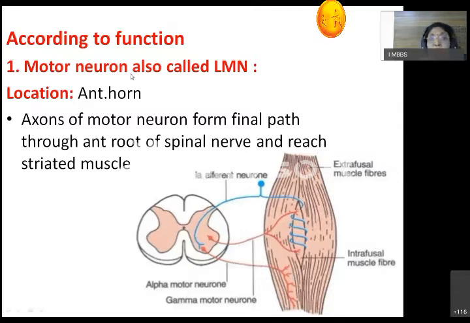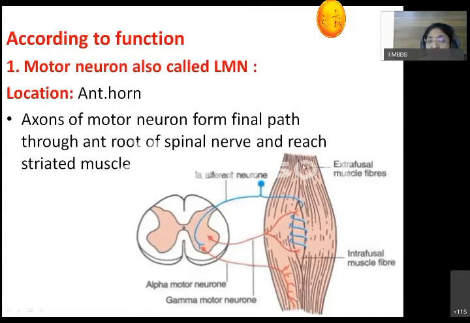Now where is this motor neuron present? These motor neurons are present in the anterior horn. Axons of this motor neuron form a final path through the anterior root of spinal nerve and reach the striated muscle. This we have already discussed at the time of formation of spinal nerve. Now, you must be knowing the structure of skeletal muscle. This we have studied in general anatomy as well as in histology. So, what is the structure of the skeletal muscle?